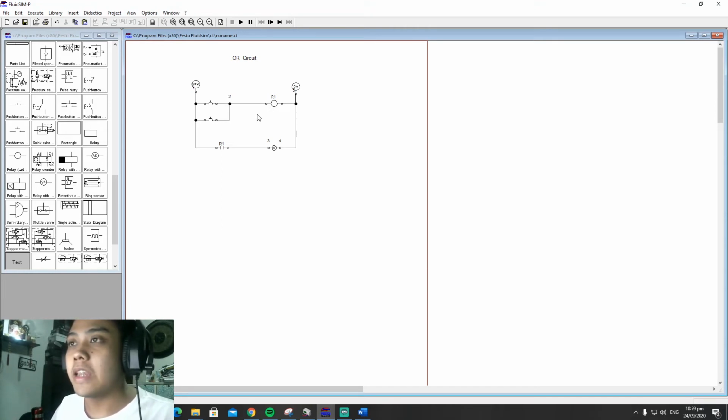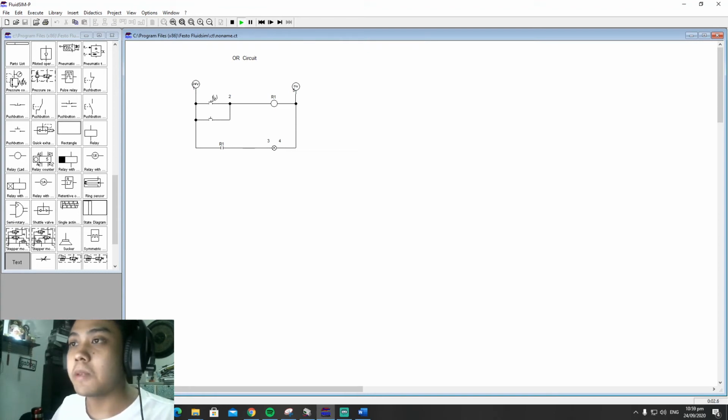So in this circuit, applying the concept of that truth table, in order to turn this lamp on, we must at least push one of the buttons, or we can push two of the buttons. So that is the function of an OR circuit. We can test that by simulating the circuit.